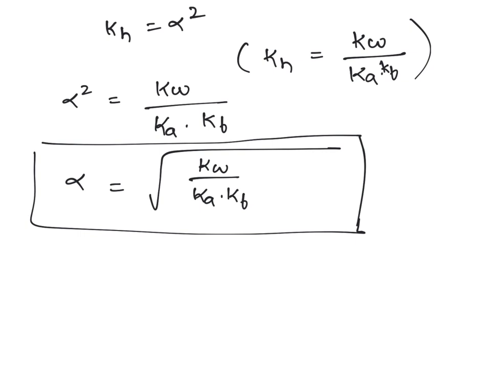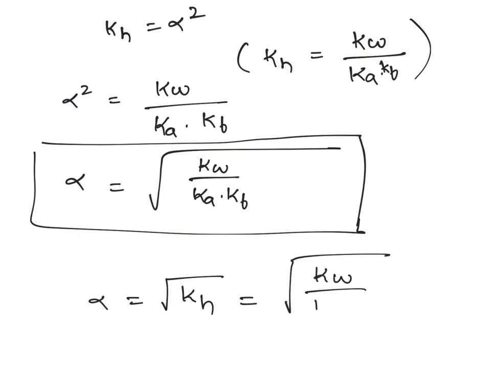So therefore alpha value is equal to under root of KH. This is equal to under root of KW by KA KB. If you know the hydrolysis constant, we can calculate alpha. Otherwise, if you know the ionic product of water, acid dissociation, base dissociation, still we can calculate degree of hydrolysis.